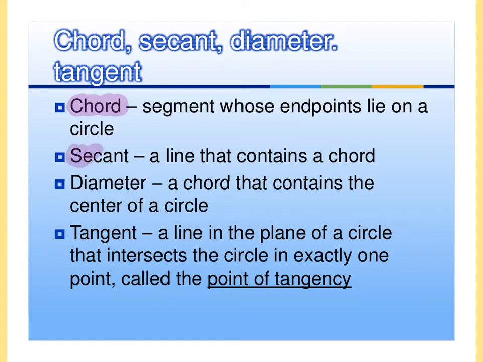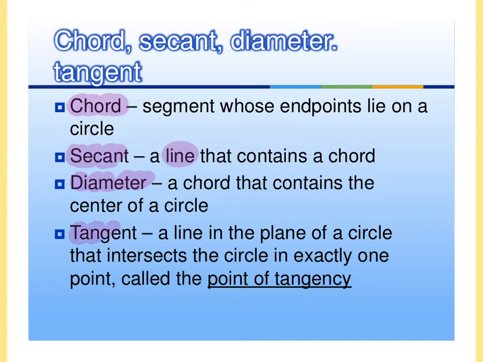The secant is a line that contains the chord. So a secant, by definition, is a line. It's going to continue on past the circle. There is such a thing called a secant segment, which we'll talk about in a little bit. That would stop, but the secant itself is a line. The diameter is a chord that contains the center of the circle. So the endpoints are on the circle, but this time it passes through the center of the circle.